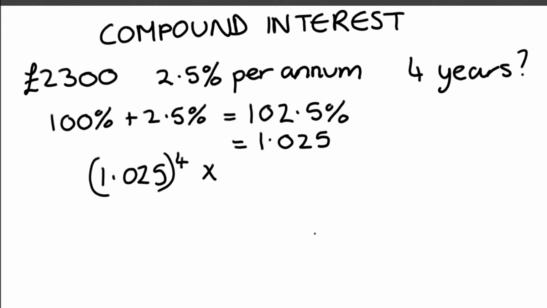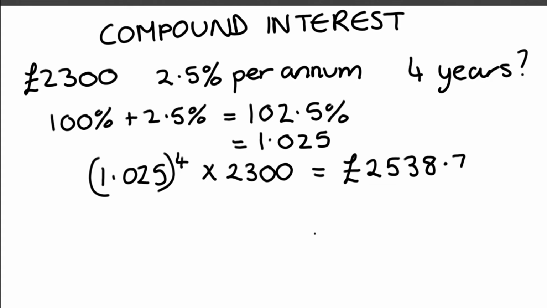Okay, now we multiply that by the amount we started with, which was 2,300. We type it into a calculator and we get our answer. Just give your answer to 2 decimal places unless it tells you otherwise. With money, you would normally round to the nearest penny, which means 2 decimal places. So £2,538.77 would be our answer.